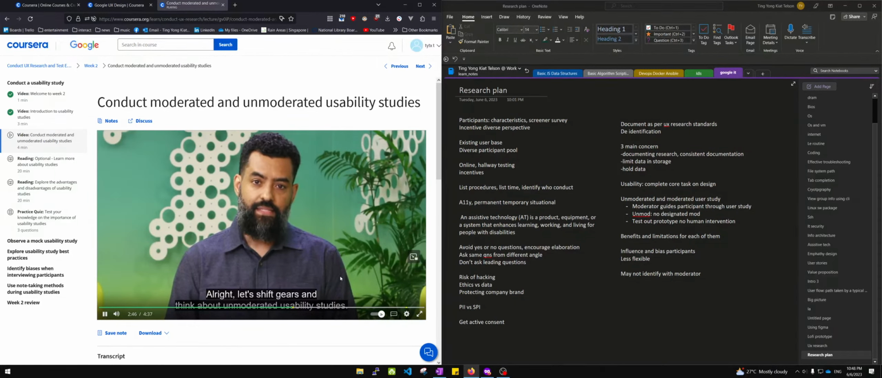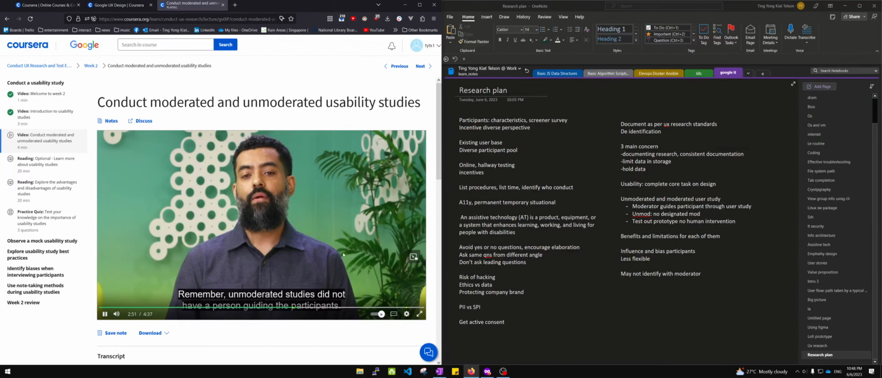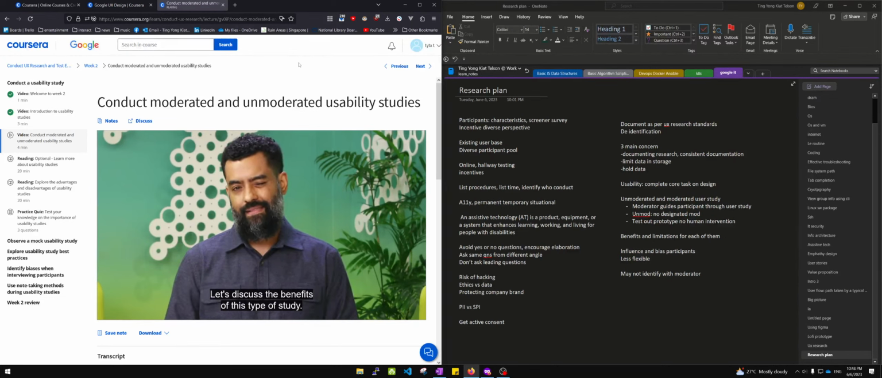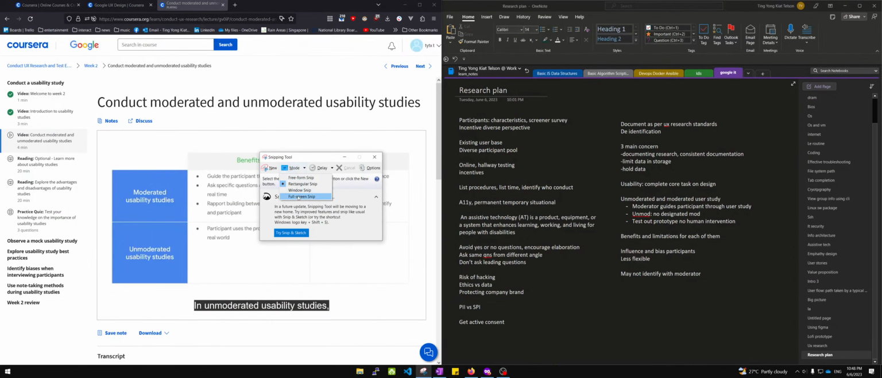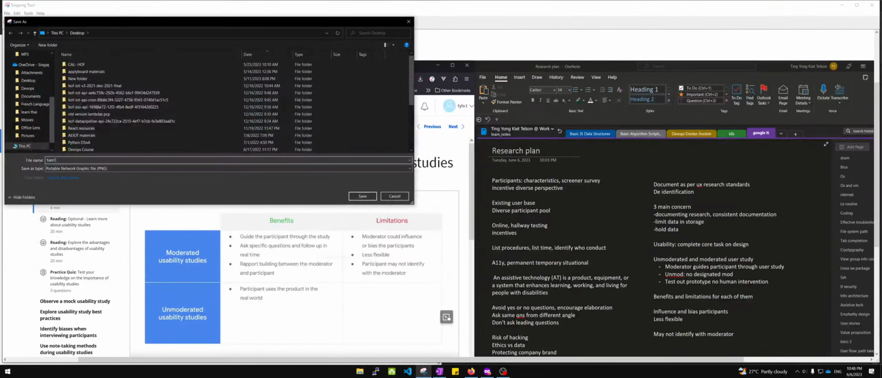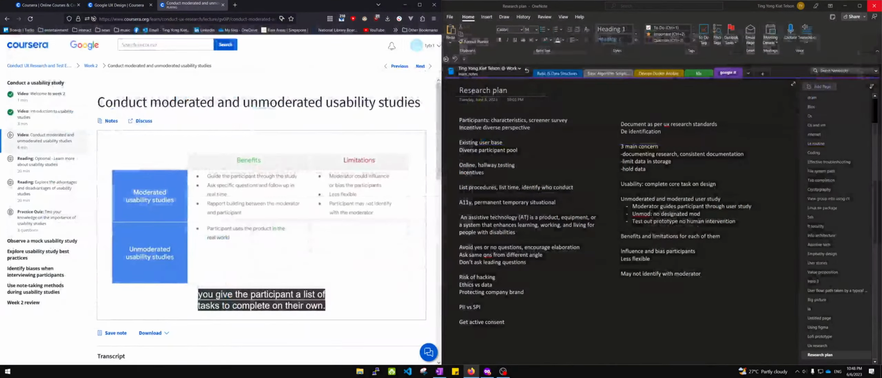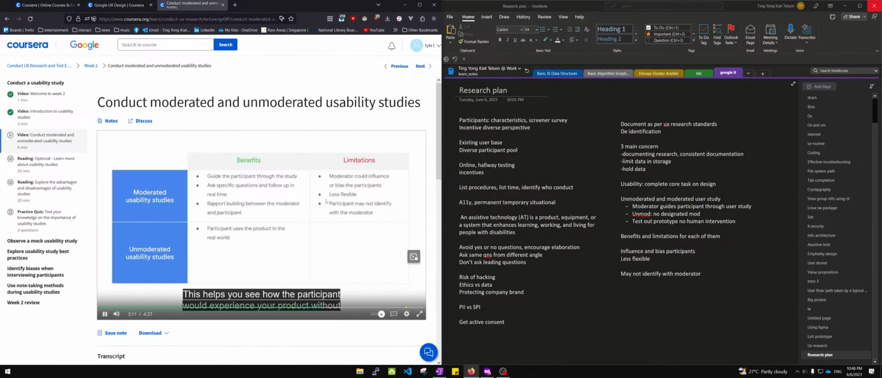All right, let's shift gears and think about unmoderated usability studies. Remember, unmoderated studies did not have a person guiding the participants. Let's discuss the benefits of this type of study. First, it's easier to see how a participant uses the product in the real world. In unmoderated usability studies, you give the participant a list of tasks to complete on their own. This helps you see how the participant would experience your product without a moderator guiding each step.